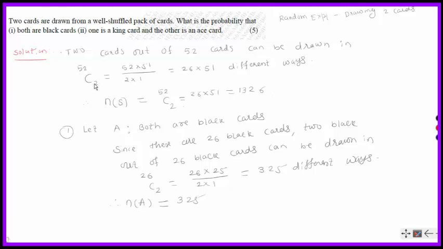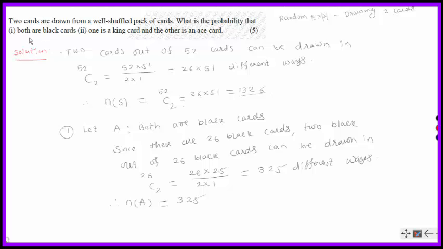We have already seen such examples in combination problems. So the total number of ways in which 2 cards can be drawn out of 52 cards is equal to 52C2. 52C2 is equal to 52 into 51 divided by 2 into 1, which is 26 into 51. Therefore n(S) is equal to 52C2, which is 1326. This is the total number of sample points. This is a big number.